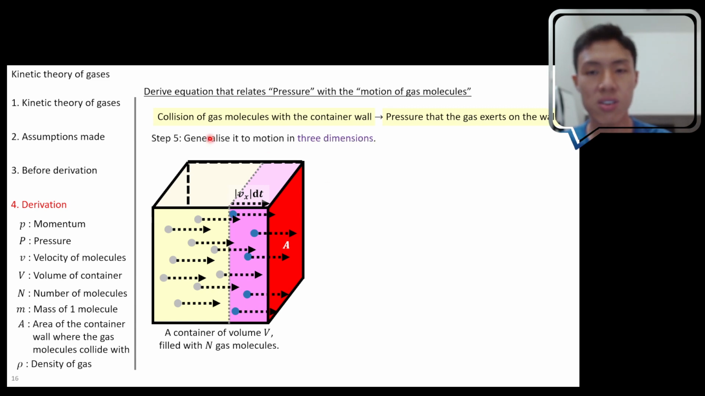We are going to generalize this motion in 3 dimensions. Previously, we were focusing on only the speed that is moving to the right, but there's also the top wall, the bottom wall, front wall, back wall, and the left wall. So how are we going to generalize it?